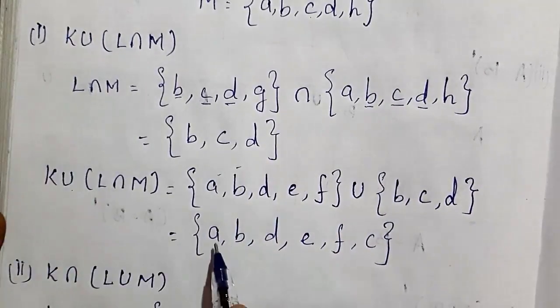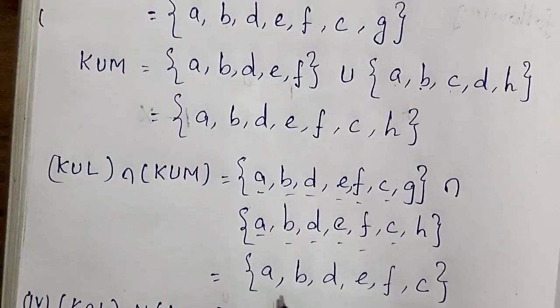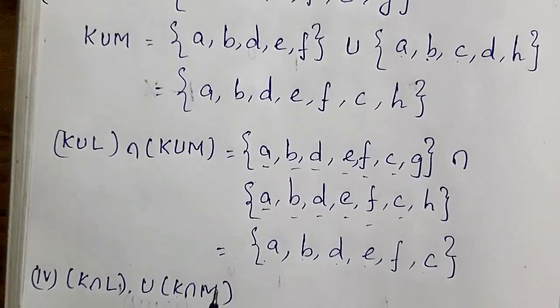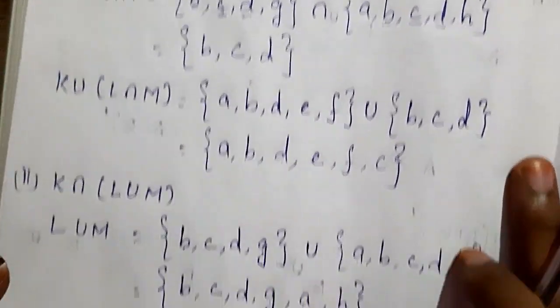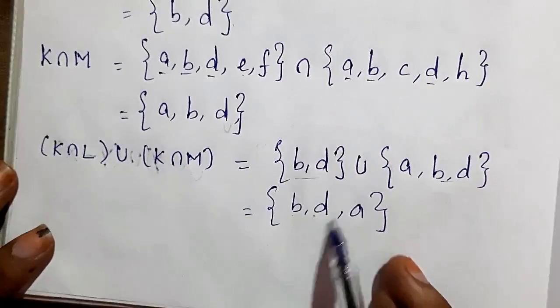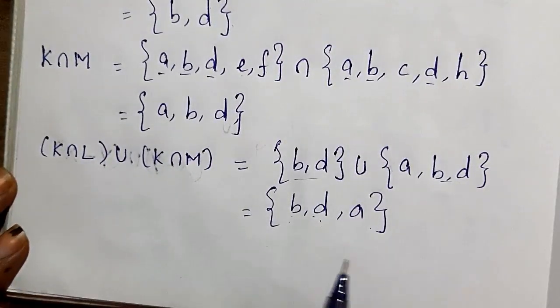See the elements of the first one, A, B, D, E, F, C. See the third one, A, B, D, E, F, C. So both are equal. So we can verify one distributive law. Then second one, second answer, A, B, D. See this, A, B, D. So hence we proved that distributive law is verified.